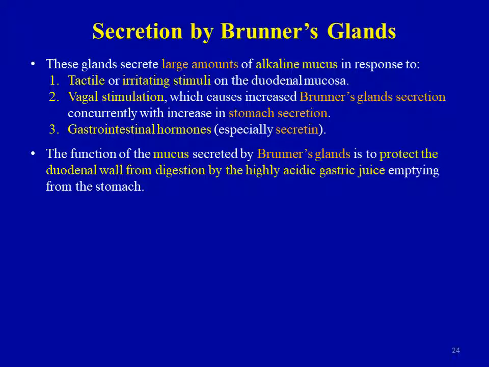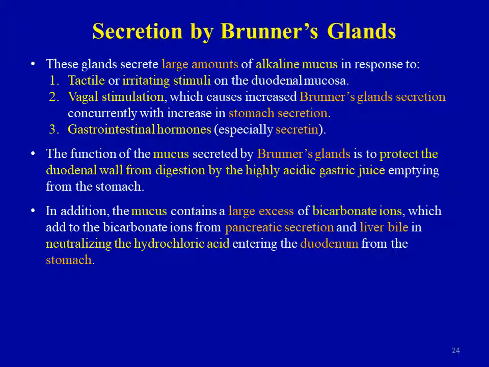The function of the mucus secreted by the Brunner's glands is to protect the duodenal wall from digestion by the highly acidic gastric juice that is emptied in small amounts from the stomach into the duodenum. In addition, the mucus contains a large excess of bicarbonate ions, which add to the bicarbonate ions from the pancreatic secretion and bile, and this bicarbonate neutralizes the hydrochloric acid that enters the duodenum from the stomach.